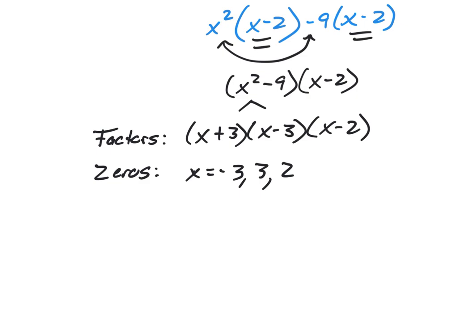Those are the 3 zeros, and they all have a multiplicity of 1. They would all happen one time, okay?